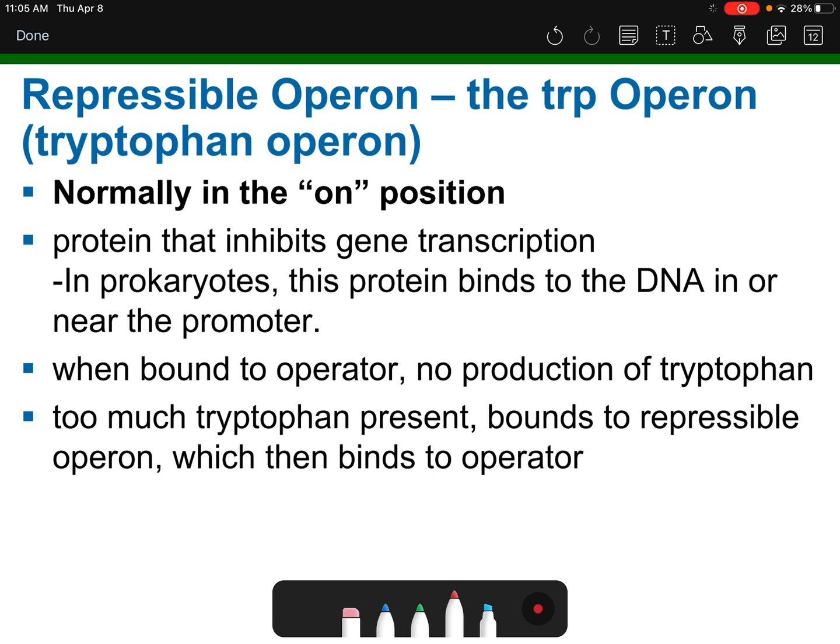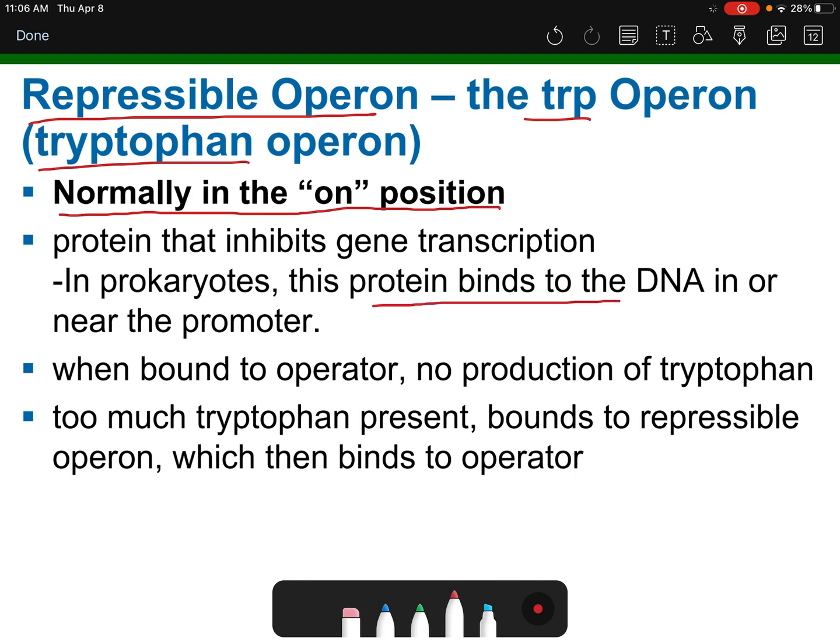Now, a repressible operon is called that because it's normally in the on position, so we need to repress it or shut it off. And the trp operon, called that for tryptophan, has a protein that inhibits gene transcription. This protein is going to bind to the DNA in or near the promoter. When it's bound to the operator, there's no production of tryptophan.